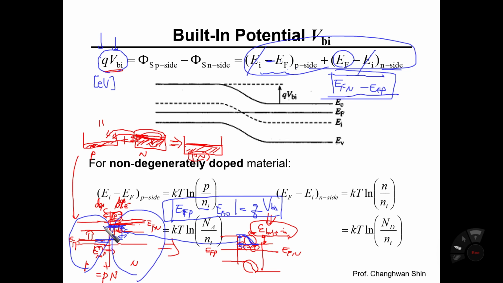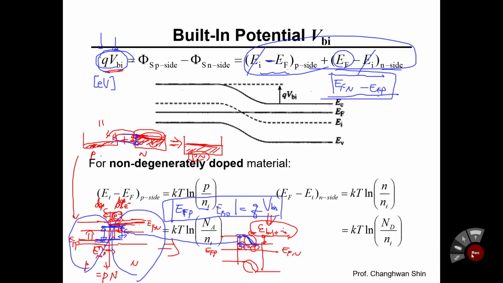Take a look at this here. The energy difference is corresponding to how far the water surfaces have been away from each other. So take a look at here. Right before P and N are combined together, how much water surface difference has been formed would give us the idea of how much built-in potential would be formed. Okay, so Q times V sub BI is physically originated from EFN side minus EFP side.